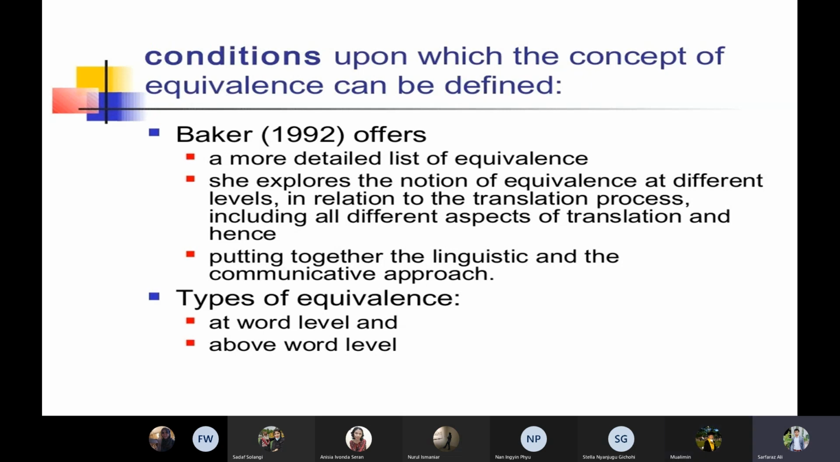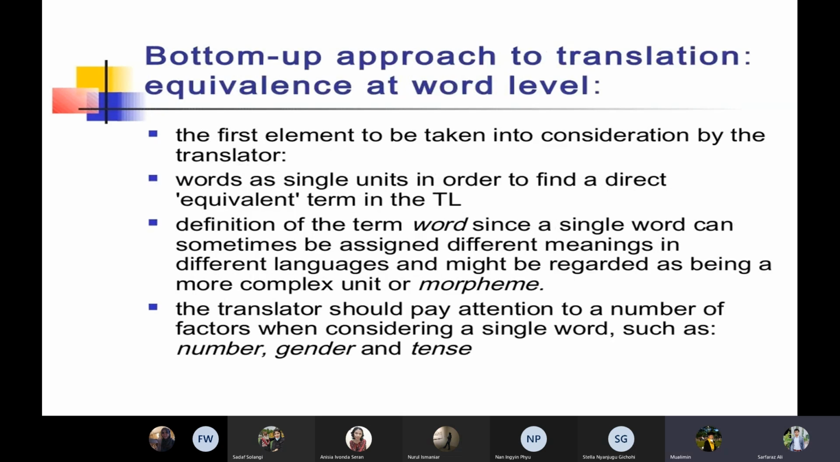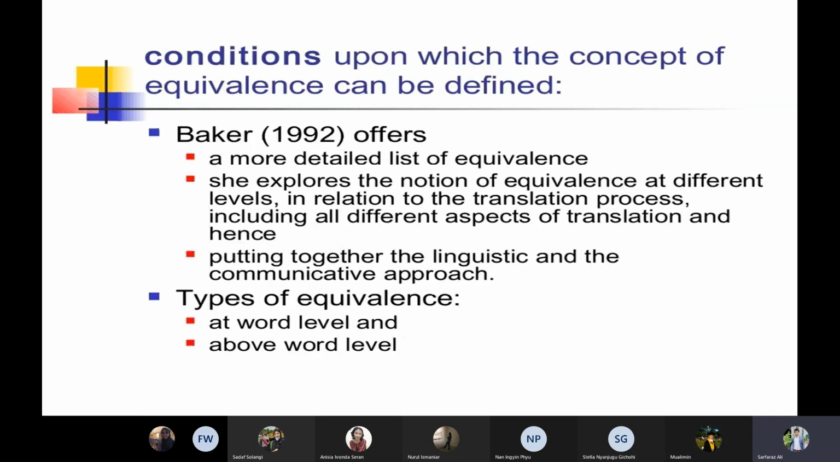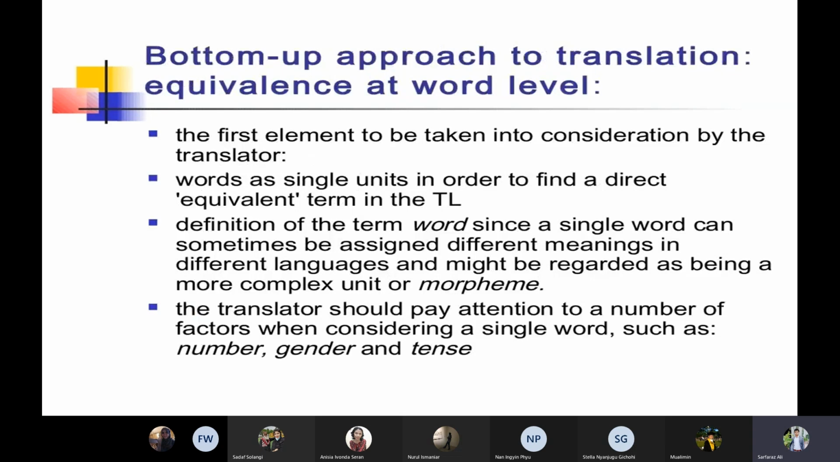So the types of equivalence presented by her are at word level and above word level. Both of the types are presented by her. Word level and above word level give the sense of a bottom-up approach to translation equivalence. At the word level, it is a bottom-up approach.